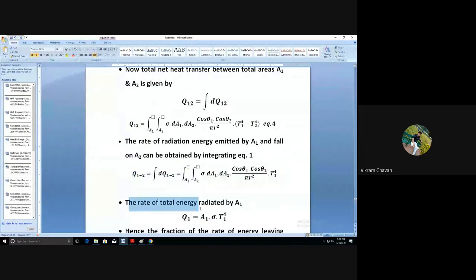Then the rate of total energy radiated by A1. ये एनर्जी एक डायरेक्शन में थीटा डायरेक्शन में कितनी एनर्जी भेज दी है वो इतनी हो गई. तो टोटल एनर्जी सभी डायरेक्शन में कितनी एनर्जी एक्चुअली जनरेट हो गई है और रेडिएट हो गई है वो कितनी होगी. Q1 is equal to A1 multiplied by sigma multiplied by T1 raised to 4. The rate of total energy radiated by A1.